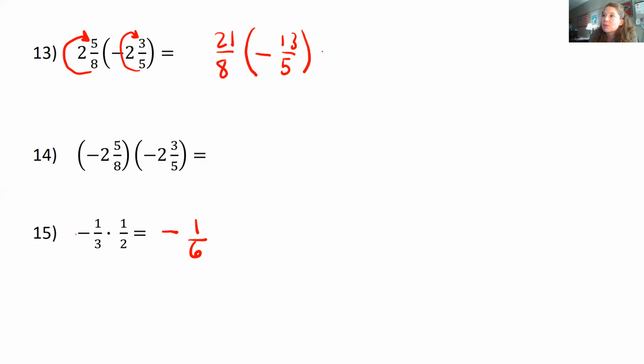All right, we just multiply straight across. So first of all, is our answer positive or negative? Well, they have different signs, so our answer is going to be negative. And then we multiply straight across. So 21 times 13 is 273 over 40.